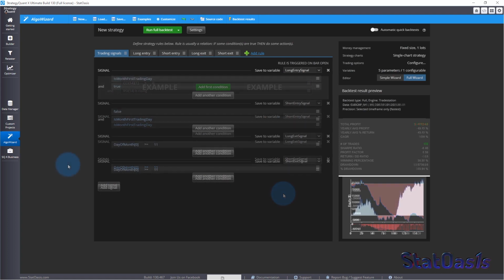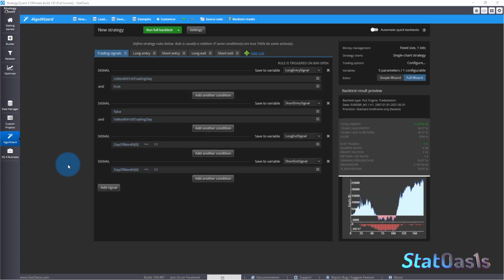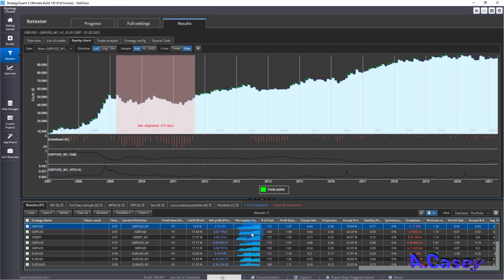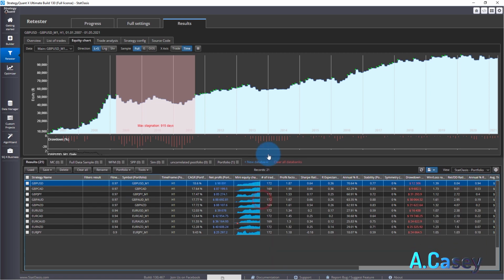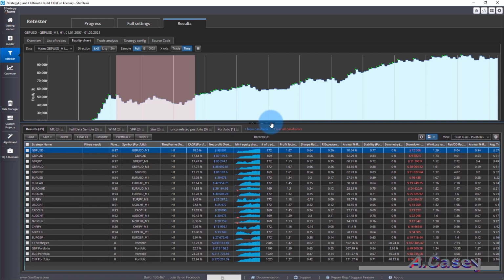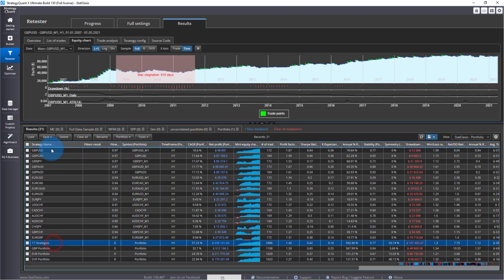same thing. Okay, so now I tested all the strategies and transferred them by doing save to retester. And then we go to retester, and you can see there are 17 strategies: the British pound, the euro and the Swiss franc against North America, Australia, New Zealand, and Japan. So, of course, some of them will be correlated and some of them not.